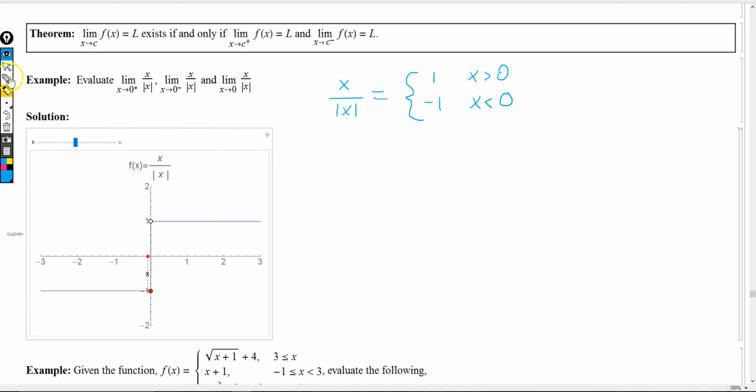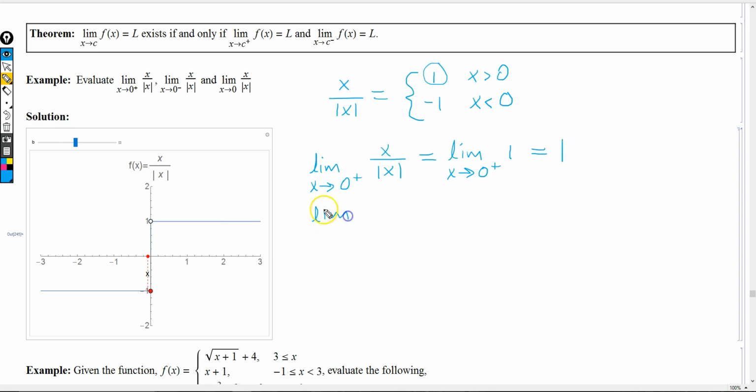So first of all, let's take a look at the right-hand limit. All right, well, as x is approaching 0 from the right, that means we want to use this piece of our function. So it's going to be the limit as x approaches 0 from the right of 1, and of course that is 1. So there's our answer for that one.